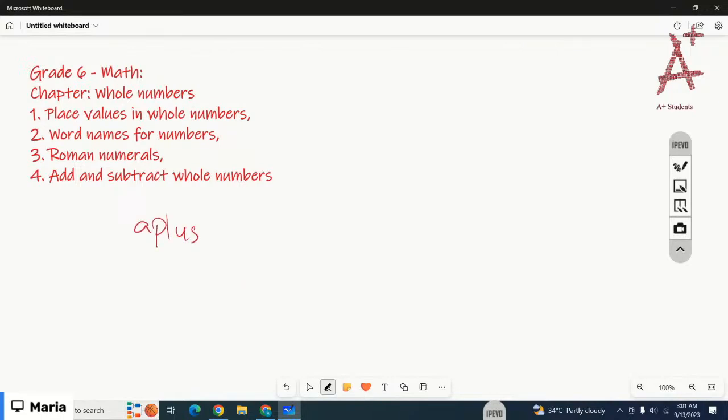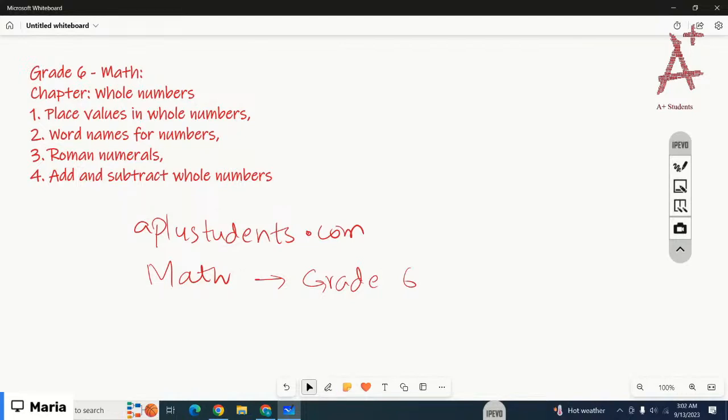You can find all the lessons on aplusstudents.com. You have to log in there using your email address, and the password is provided by the administrator. Then you have to select math from the subject tab. Scroll down to grade 6 and then click on view all lessons. There you can find the list of the chapters. We're going to start with the chapter whole numbers.